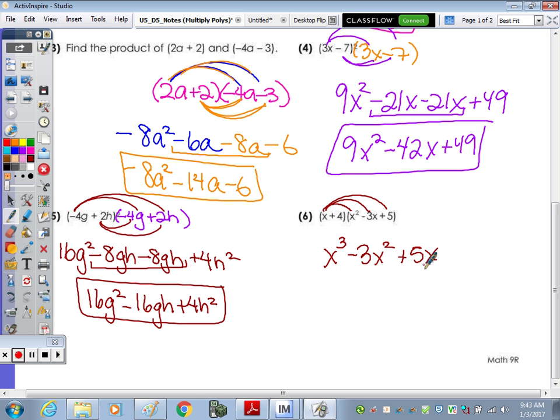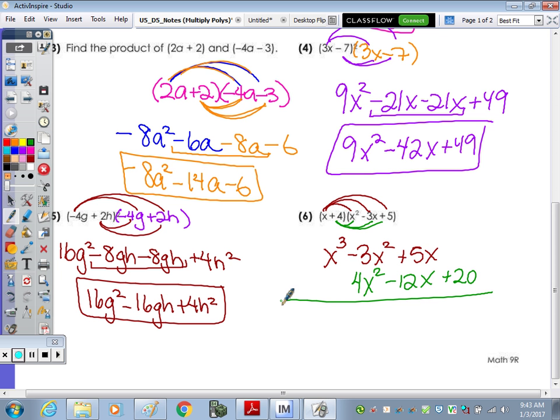As I distribute that positive 4 through, I'm going to stack it under its like term. So then positive 4 times x squared, say it to yourself first, it's 4x squared. So that goes underneath the negative 3x squared because they're like. And then a positive 4 times a negative 3x would be negative 12x. And then 4 times 5 is a positive 20.